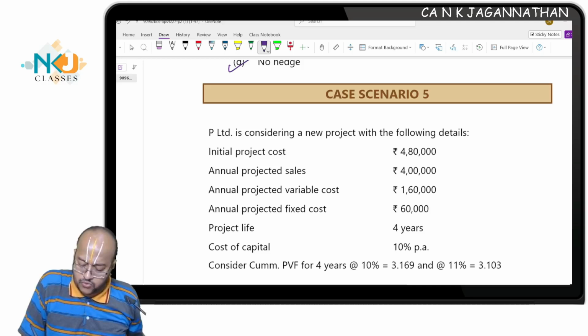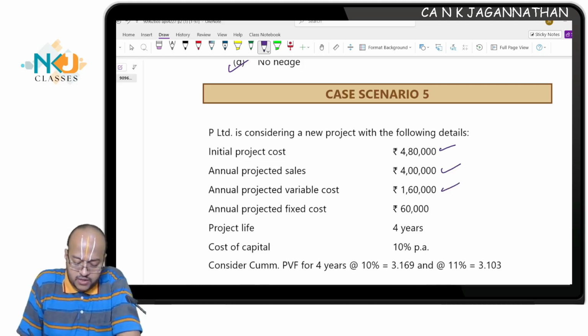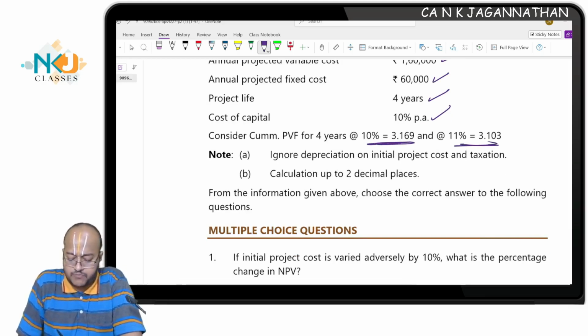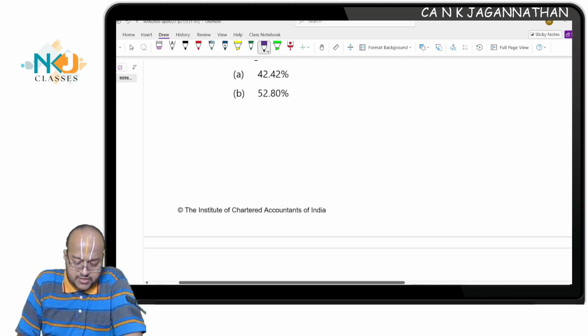Initial project cost 4,80,000, annual projected sales 4 lakhs, annual projected variable cost given, fixed cost, project life given, cost of capital given, and present value annuity factor for 4 years at 10% given, 11% given. Ignore depreciation on initial project cost and taxation. Okay, very simple. Ignore depreciation as well as a tax effect or cost. Calculate up to 2 decimals. Okay, now let us start answering one by one.